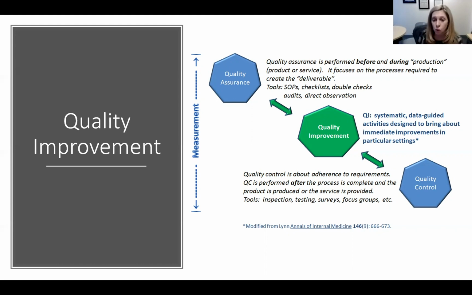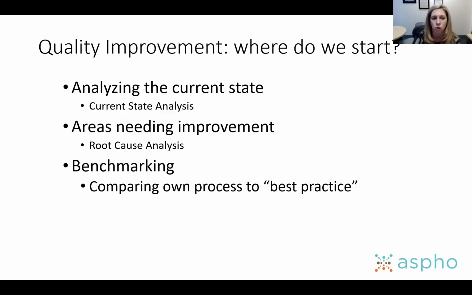Quality control is adherence to requirements. It's performed after the process is completed retrospectively to figure out if the service was done properly. So this would be, for example, focus groups or surveys that we conduct to find out what the experience of care was in the past. And in the middle is quality improvement, which is systematic, data-guided activities designed to bring out immediate improvements in particular settings. So we're going to drill down on quality improvement a little bit more.